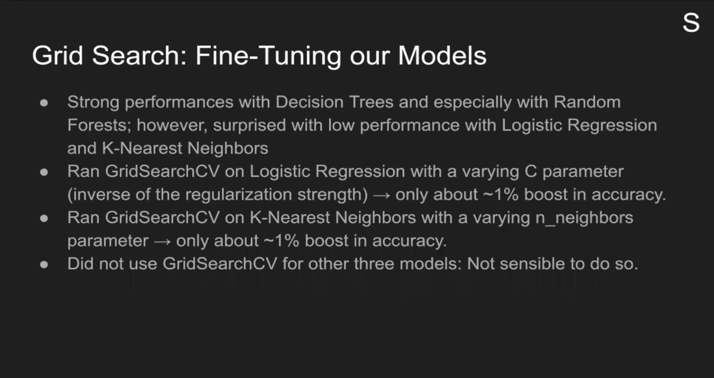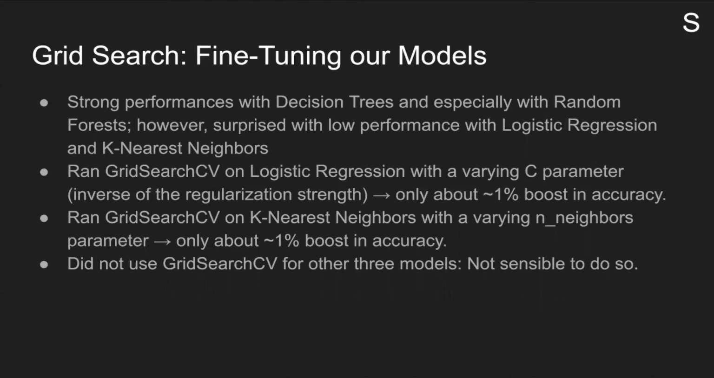So we wanted to see whether we could boost the performance of logistic regression and k-nearest neighbors by fine-tuning the parameters, because we did expect these models to do better than they did. We ran grid search CV on logistic regression for a varying C parameter, where the C parameter represents the inverse of the regularization strength. However, even with the most optimized C parameter, we were only able to get about a 1% boost in accuracy. So we don't really think that logistic regression could have done much better. We also ran grid search on k-nearest neighbors with a varying n_neighbors parameter. The optimal number of neighbors for us was 8, but there was only about a 1% boost in accuracy for that as well.